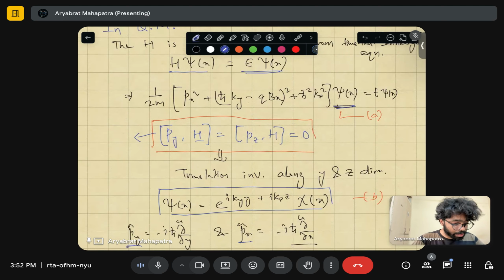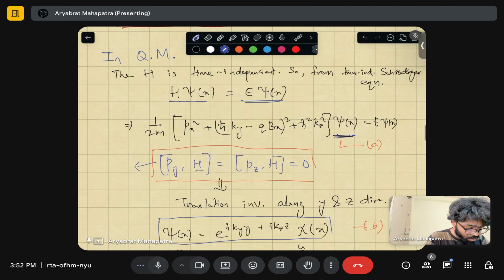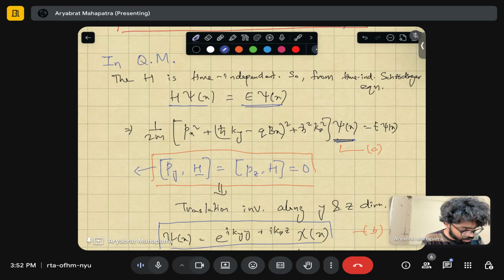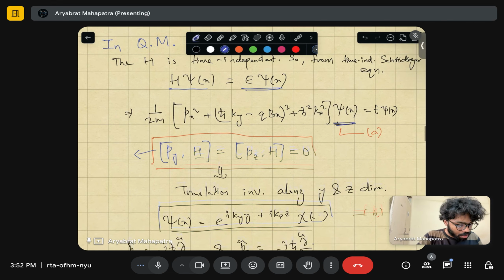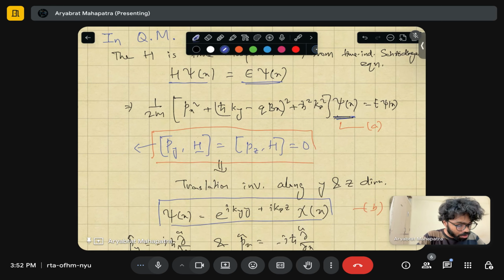So, I was saying that if you have a Hamiltonian, and you take its commutator with py and pz, you find that the commutator is zero. So what does that tell us? It tells us that both py and H have common eigenstates.